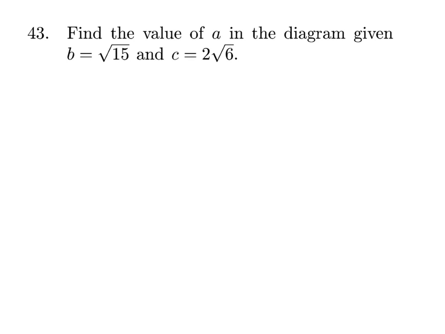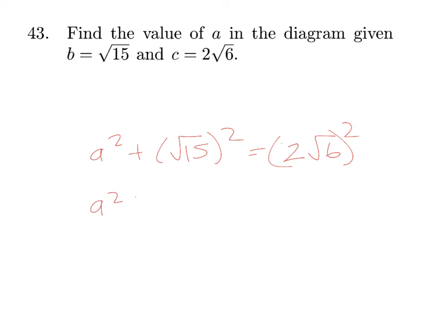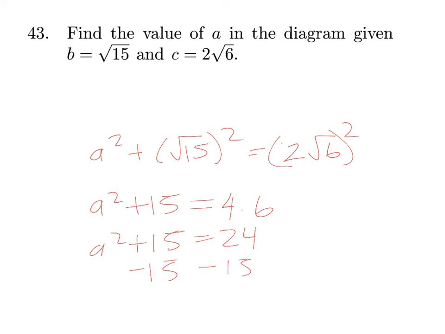All right, find the value of A in the diagram given. Same process as before. We're going to have A squared plus square root of 15 squared is equal to C, which is 2 square root of 6 squared. Just using the diagram we had before and applying the Pythagorean theorem. So we have A squared plus 15 is equal to 4 times 6. So A squared plus 15 is equal to 24. Subtract 15. A squared is equal to 9. Take the square root of both sides, and A is equal to 3. Done.